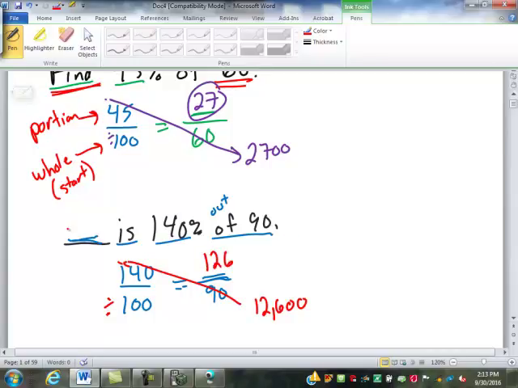126. Now I talked about those benchmarks a little bit on Wednesday. We did the 1%, 10%, and so on. Here's another one. 100% is the whole thing. So when we have 140%, we need to make sure our answer is bigger than the whole thing, bigger than the 90 we started with.